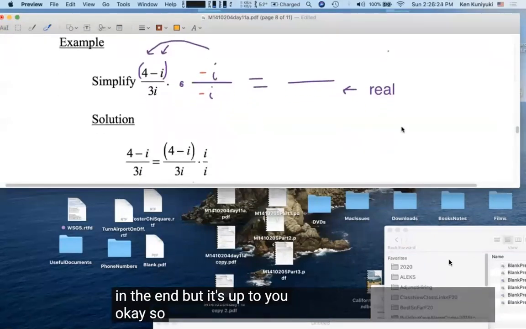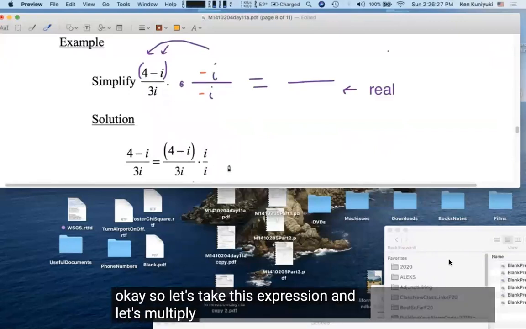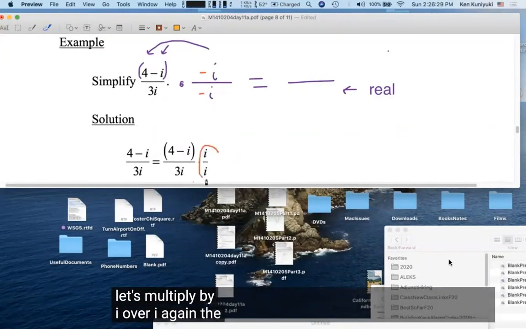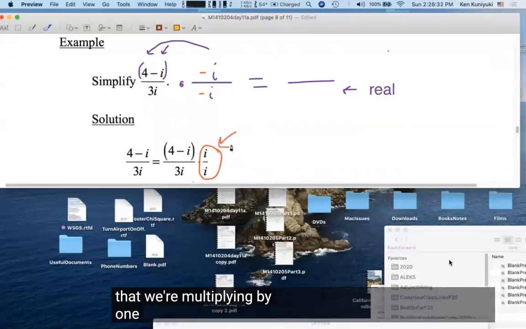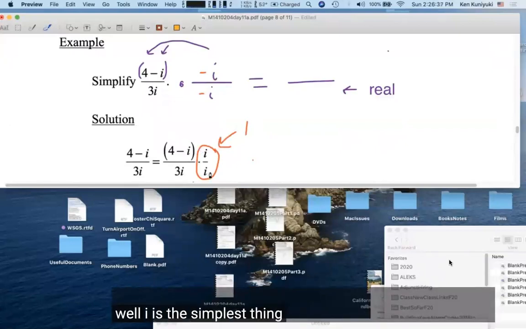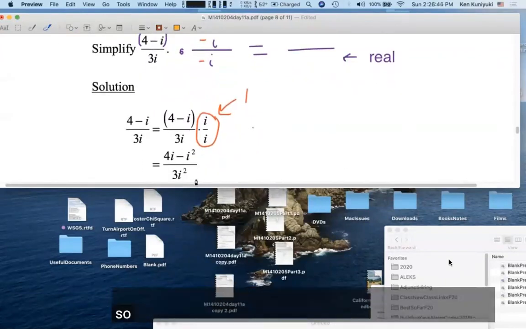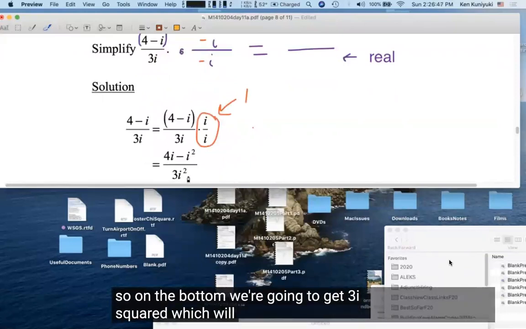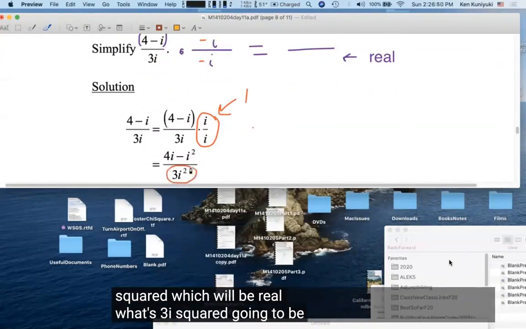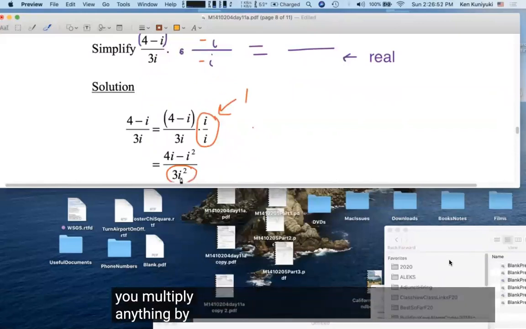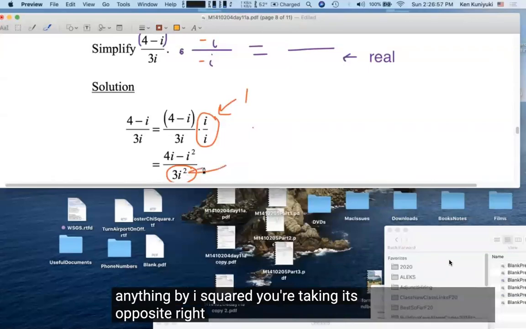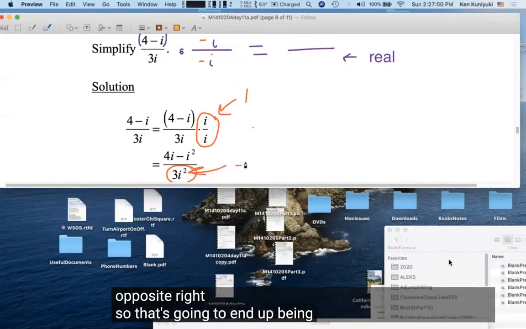Okay, so let's take this expression and let's multiply by i over i. Again, the common theme here is that we're multiplying by 1 creatively. Well, i is the simplest thing that we can multiply 3i by, so we get a real denominator. And why is that? On the bottom, we're going to get 3i squared, which will be real. What's 3i squared going to be? Well, when you multiply anything by i squared, you're taking its opposite, right? So that's going to end up being -3.